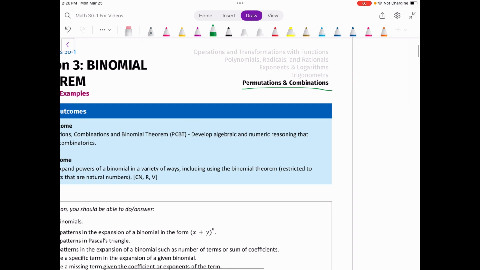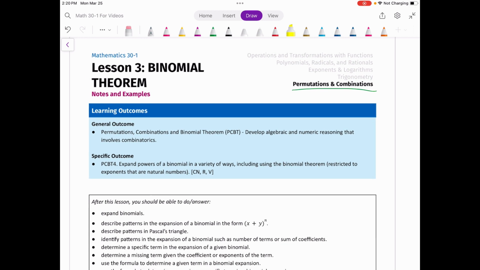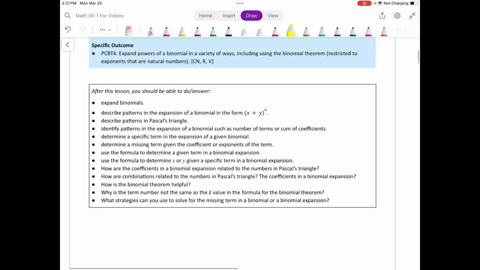We're going to be using combinations a little bit in this lesson, although we are kind of shifting gears a little bit here to talk about a different application of them, something that we call the binomial theorem. So we'll get into that in a moment.